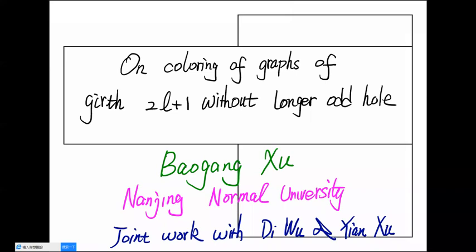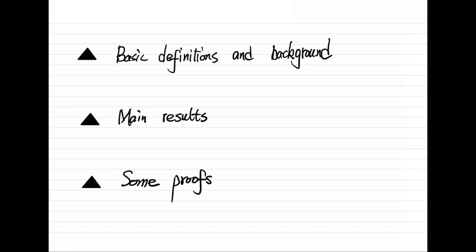My topic is on coloring of graphs of girth 2l+1 without longer odd holes. This is a joint work with my students. My talk has three parts. First, some basic definitions and background. The second part is our main results. And the last one has the sketch of some proofs.